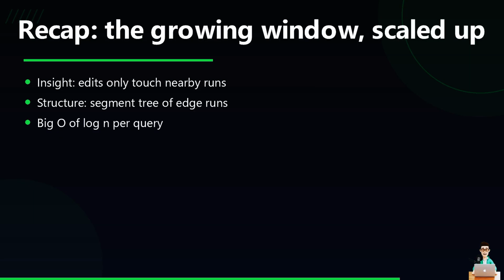The portable lesson: whenever an update only affects a small local region, look for a tree that summarizes chunks and recombines on the way up.